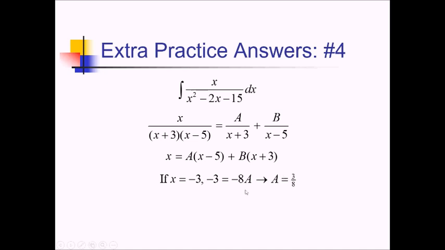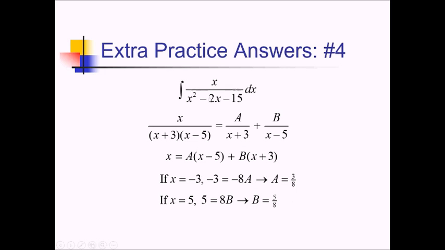Now to get the B value really quickly, I'm just going to plug in something that gets rid of this A term, like x equals positive 5. So I've got 5 equals, and now this is 0A, so that's gone. Over here we have 8B, so that means B is going to be 5/8.